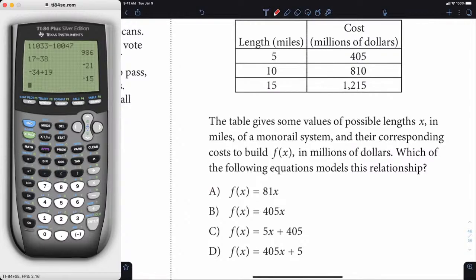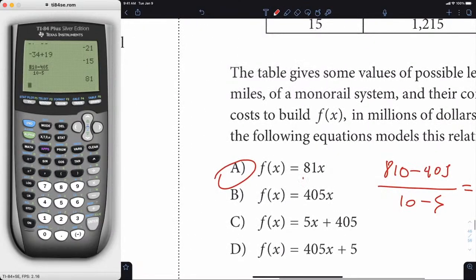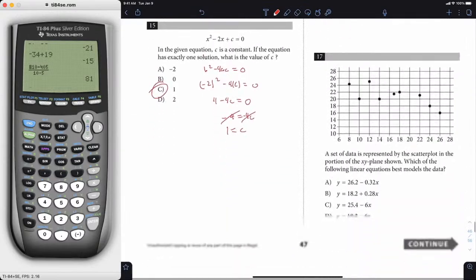Okay. So I'm going to go ahead and do y2 minus y1 over x2 minus x1. I'll call this point 2 and point 1. So I get 810 minus 405 over 10 minus 5. I'll plug that into my calculator. I'll do alpha y equals n over d. And we'll get 810 minus 405 over 10 minus 5, and that's going to be a slope of 81. So the answer is A. This is the only one with a slope of 81. So I know all the other answers are wrong.